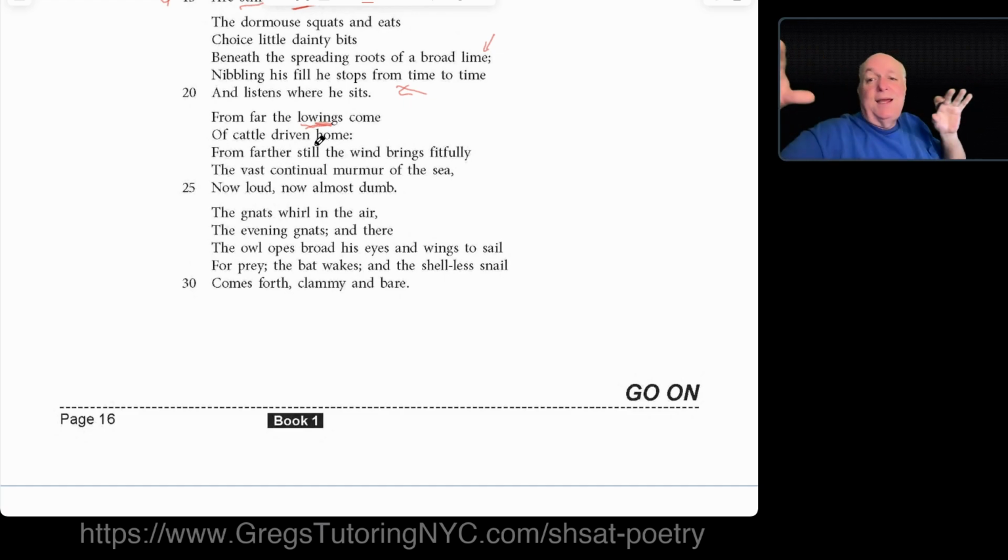This will happen in any kind of passage where there will be a word there. Usually we can figure out vocabulary through context, but I'll be honest with you, this one is really pressing it, okay? "Far from the lowings come of cattle-driven homes." So that's a little elusive. That's a bit cryptic right here. And if it's the only thing you don't understand, that's kind of good. All right. "From farther still, the wings bring fitfully of the vast continual murmur of the sea." So murmur is the connection to the lowings, where the sea is making a noise.